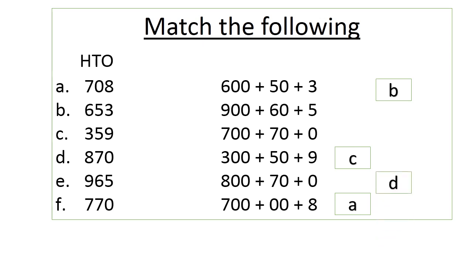Now 965. 900 plus 60 plus 5. So this is our E part. Okay. And the last is 770. So what is the expanded form of 770? That is 700 plus 70 plus 0. So we will write F there.